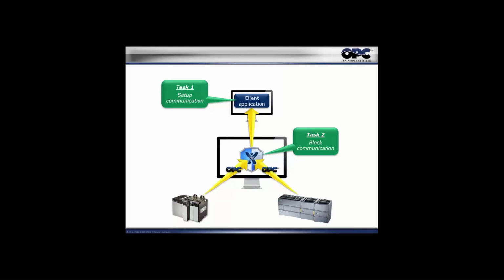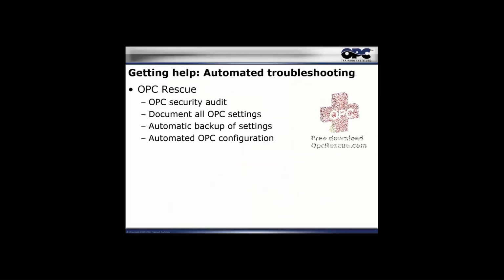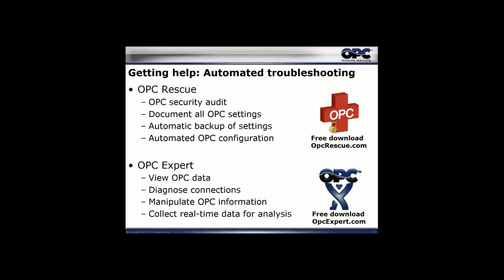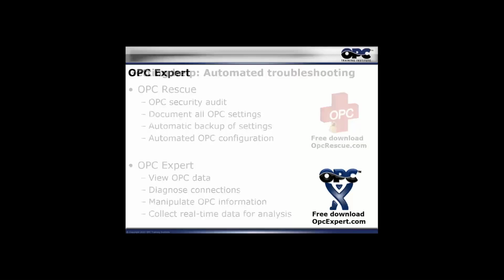Now keep in mind, I'll answer your questions that I didn't answer at the end of the webinar. Let me just say a few more words here. To get automated troubleshooting, you can download OPC Rescue or you can download OPC Expert. These are free to download. Anybody that needs any of the software we have here, we can provide it to you. There is no cost whatsoever. So you can download all of this.